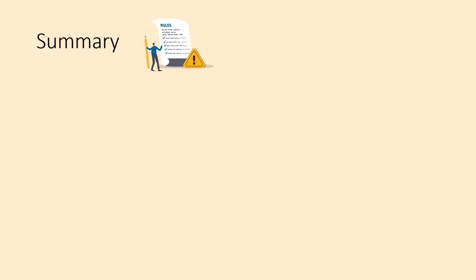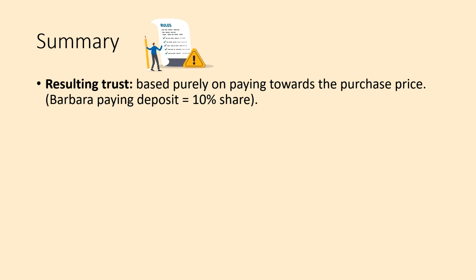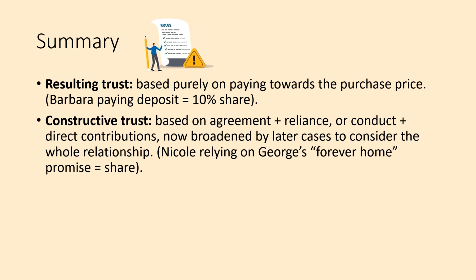So let's just summarize what we've learned so far in this lesson. The main thing you should remember is that resulting trusts are based purely on paying towards the purchase price, and very often this will be business property. So that should be quite easy to calculate. If you pay 10% towards the overall purchase price, then you will very likely get a 10% share as well.